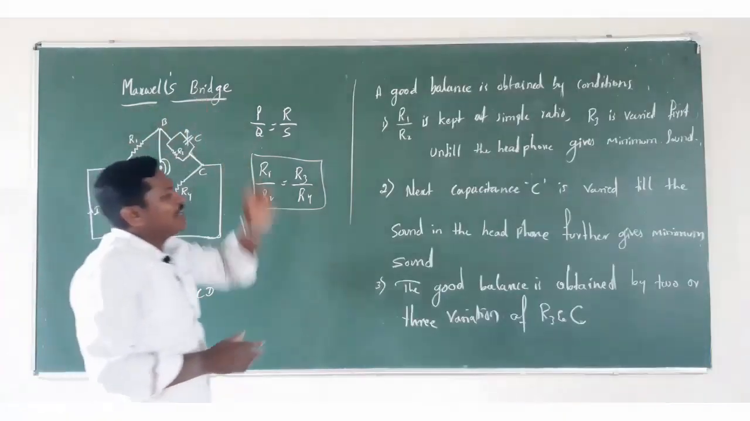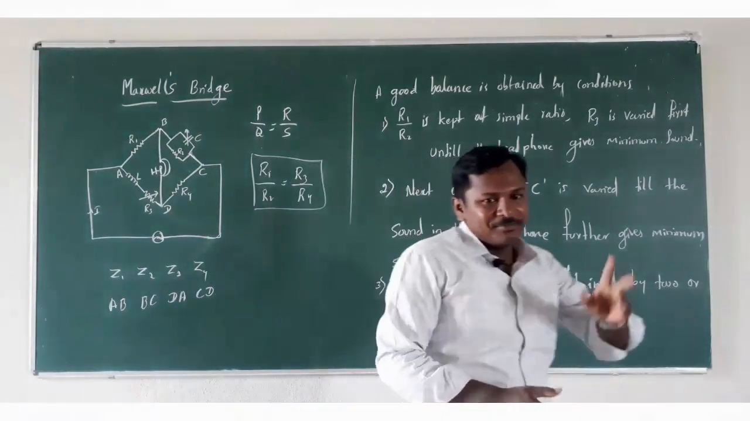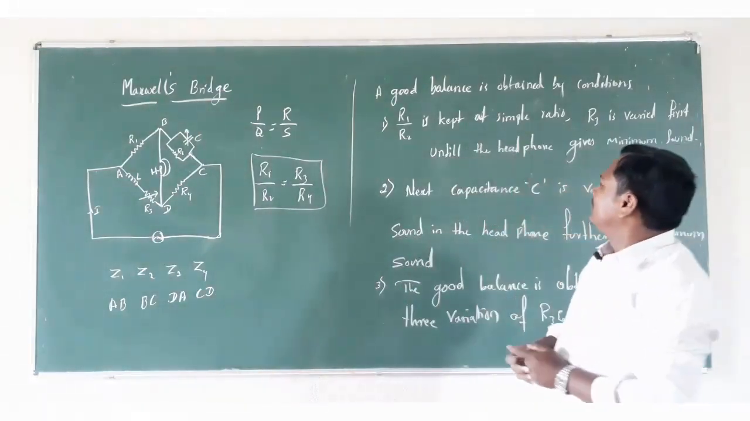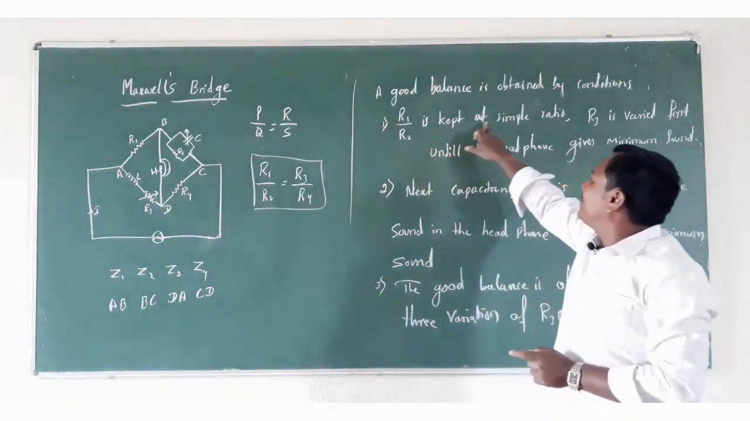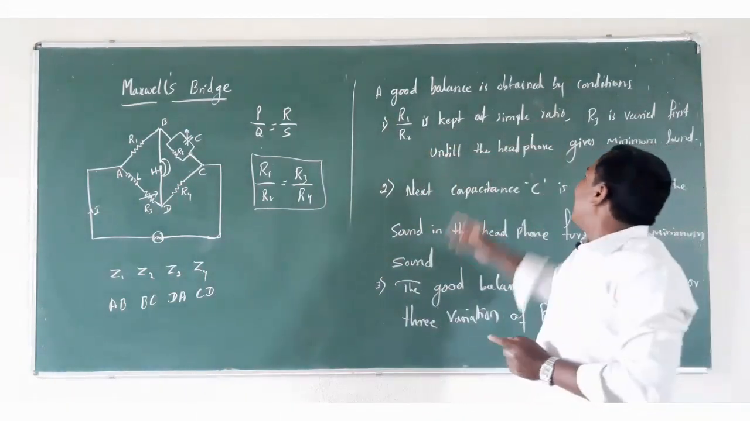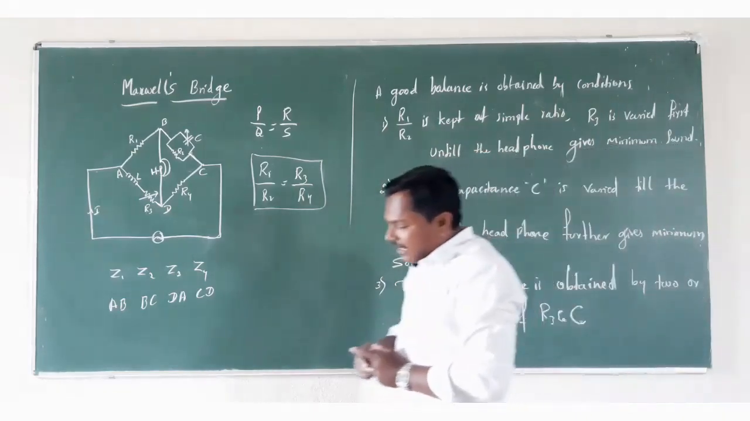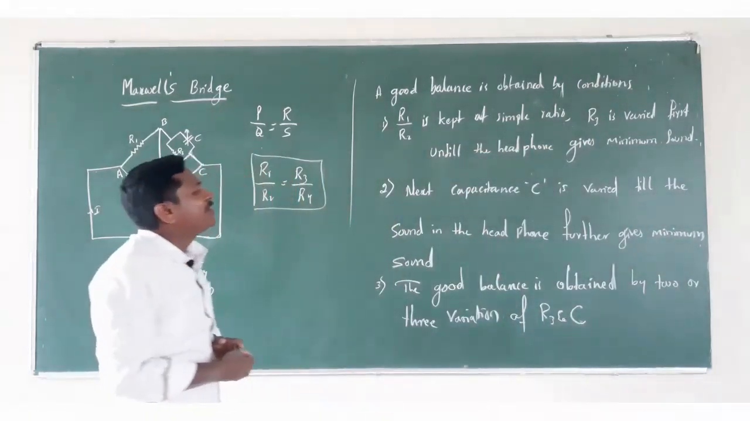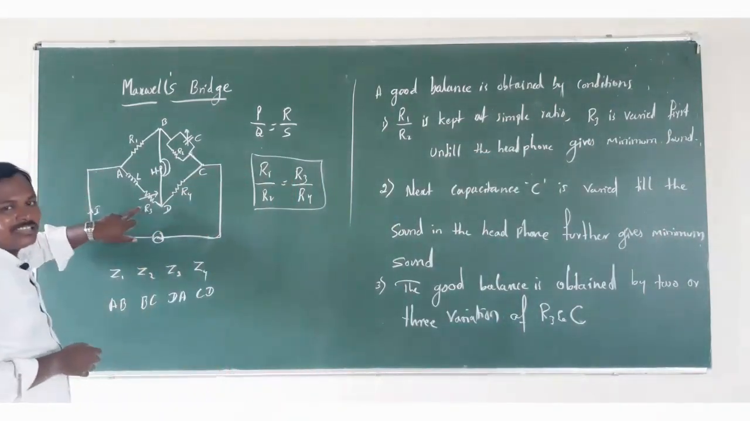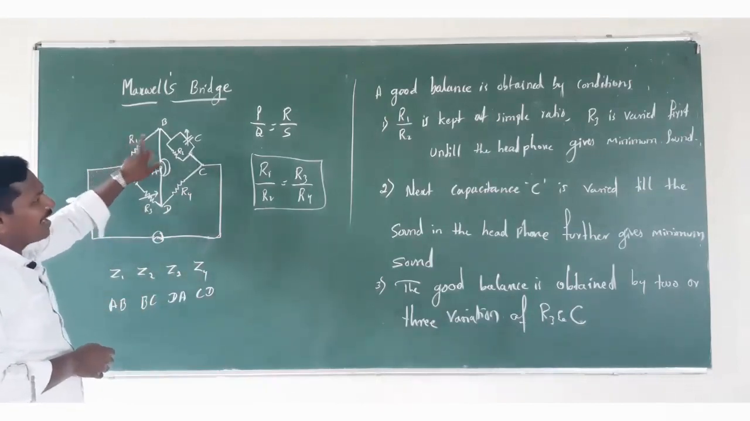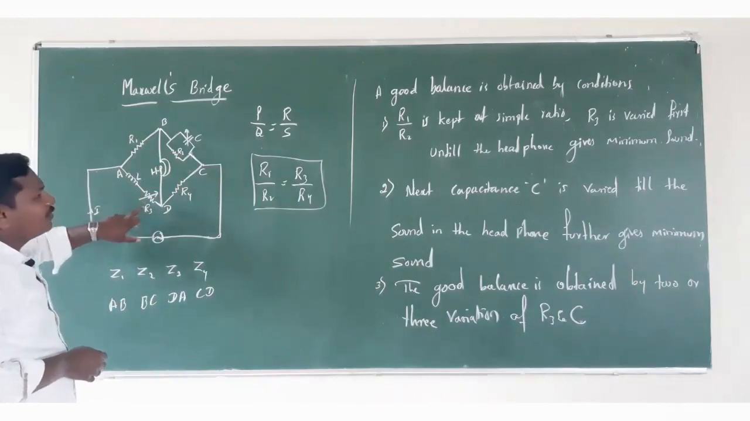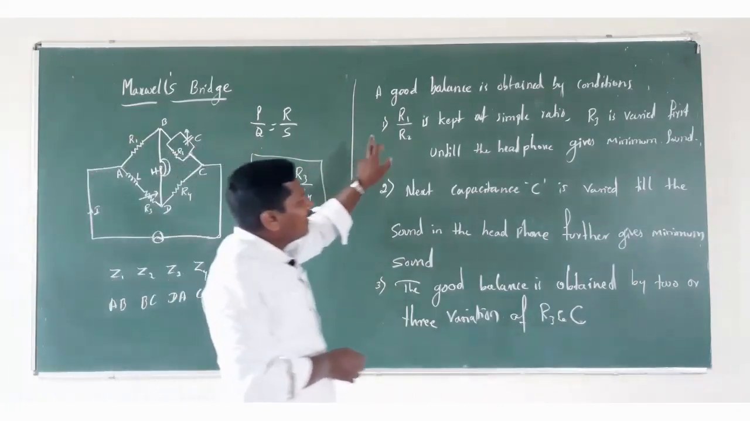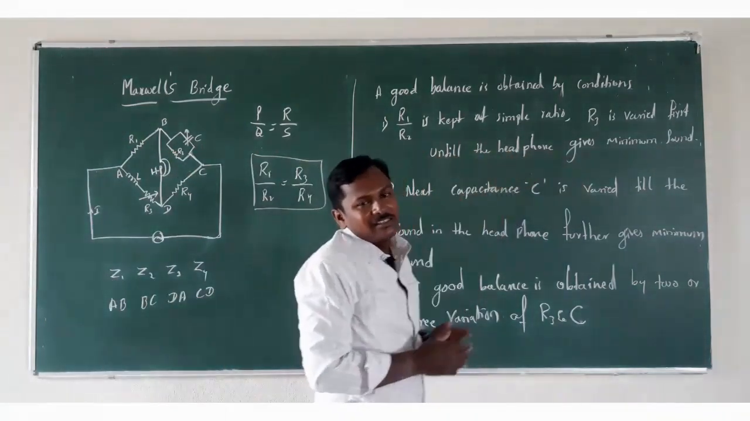In the Maxwell bridge, a good balance is obtained by two conditions. The first one is keeping R1 and R2 at a simple ratio, and R3 is varied first until the headphone gives a minimum sound. So by varying the R3 value, keeping R1 and R2 at a simple ratio, we can get the minimum sound in the headphone.